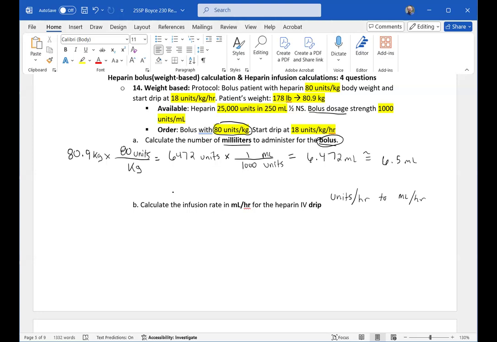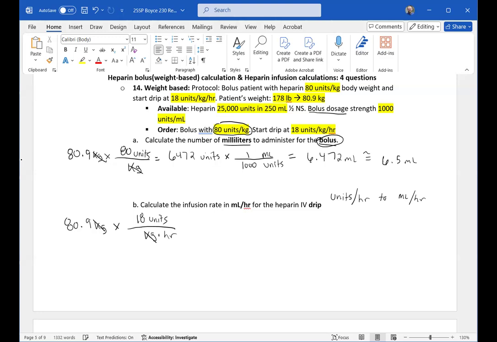Same way we started the previous one. We take the patient's weight, same patient, same weight, 80.9 kilograms. Then we're going to multiply by the order, and the order said to start an infusion or start a drip at 18 units per kilogram per hour. So we got rid of kilograms here.